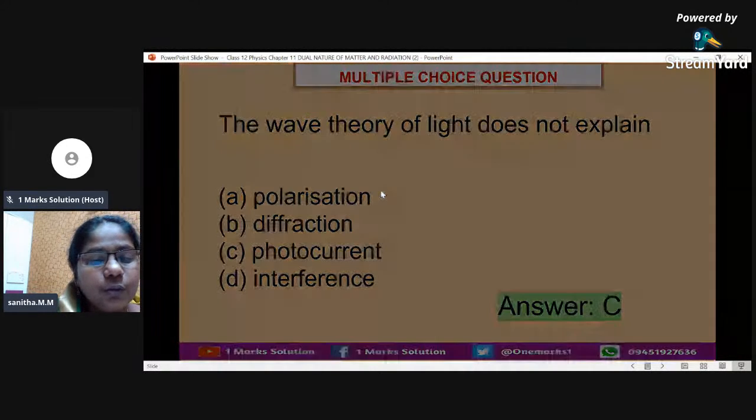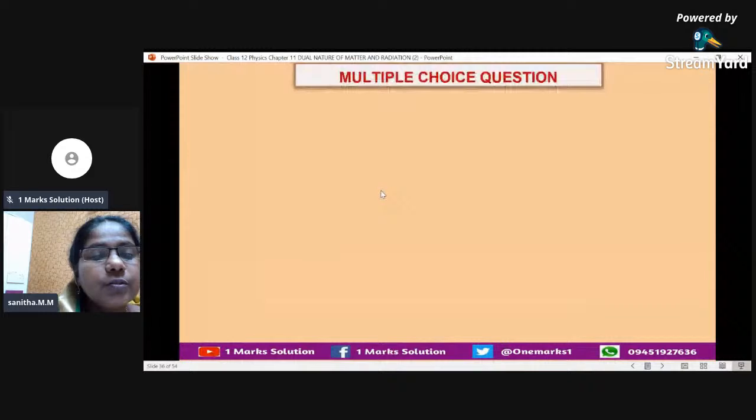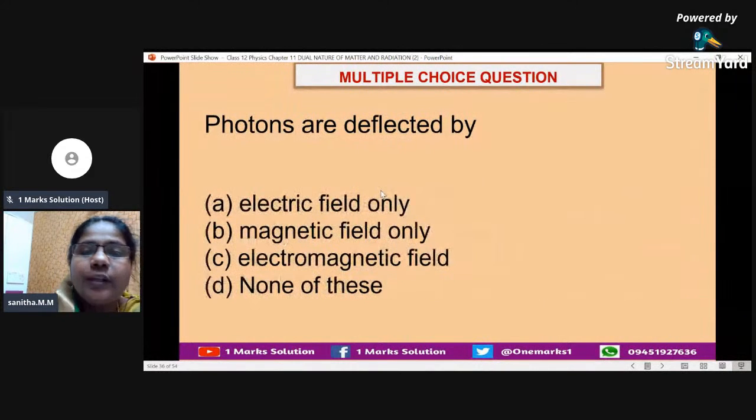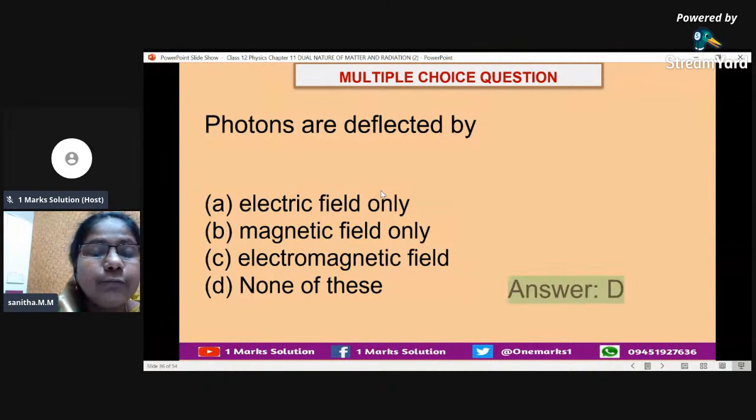Next we can go for, again, a multiple choice question. Photons are deflected by. Again, we are focusing on photons. Why? Because photon is a packet of energy. Photon doesn't have charge. They have energy, momentum, mass, everything, but don't have any charge. So it won't be deflected by electric and magnetic field or electromagnetic field also. So the photons are deflected by none of these. So the answer is D, and that is also very important.